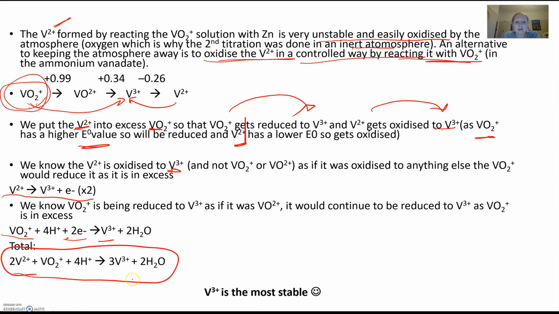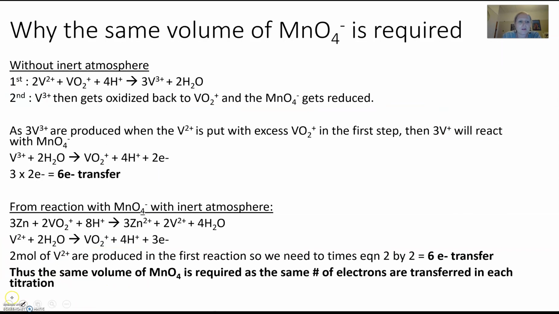So this is a nice stable way of having it, and then what would then happen is that the V3+ would then get oxidized back to VO2+, and the MnO4- would get reduced. So this is another way this titration could have occurred. Okay, now the last part of the question, it said, well, why is it the same amount of MnO4- required if you're doing a different method?